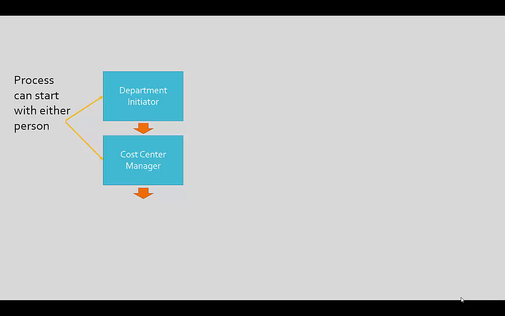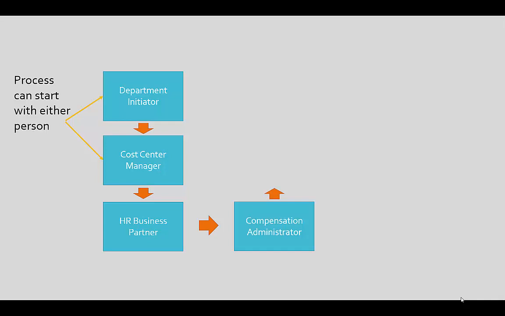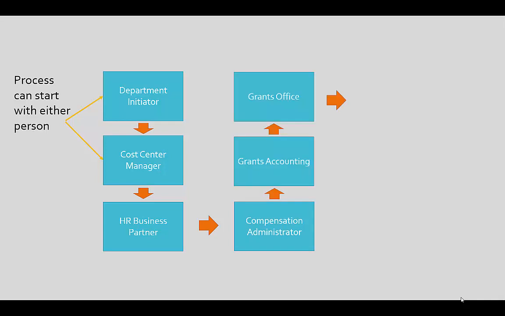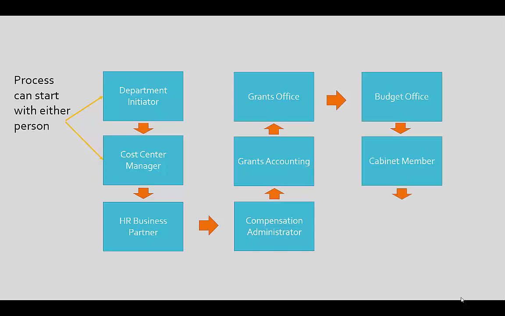If the department initiator begins the process, the manager approves it. Then there is approval by the HR business partner, ensuring the requisition is needed and correct. The compensation administrator determines the appropriate compensation rate. Then, the Grants Office and Grants Accounting ensures grant funds are available, work tags are correct, and effective dates are correct. The Budget Office calculates final costs and sends the requisition to Cabinet for approval. At the Cabinet level, the Cabinet member responsible for the area approves the requisition, and then it goes to the President's office for final approval.